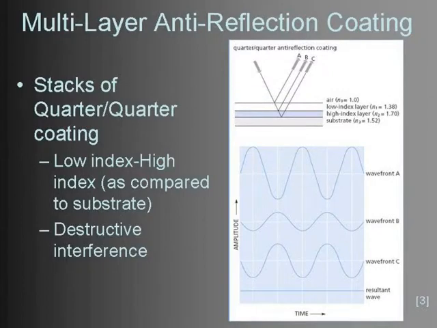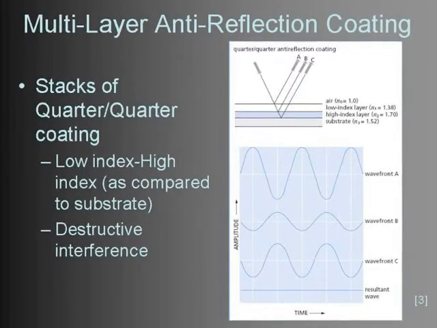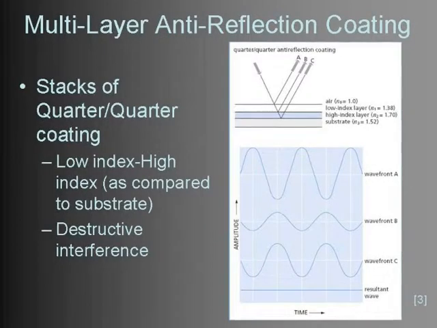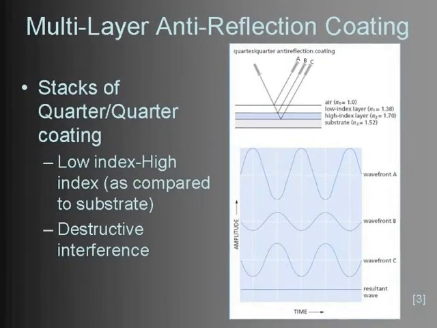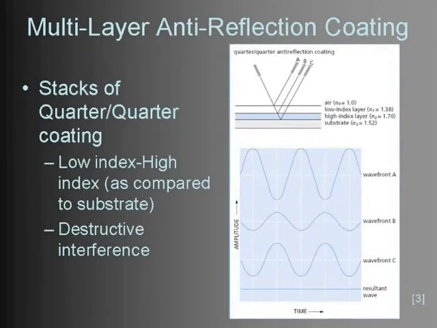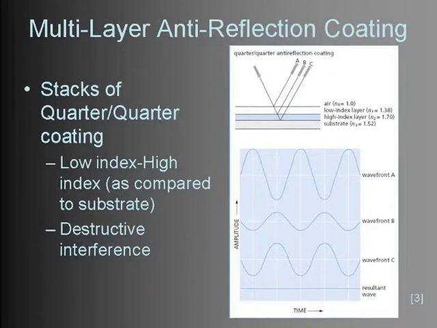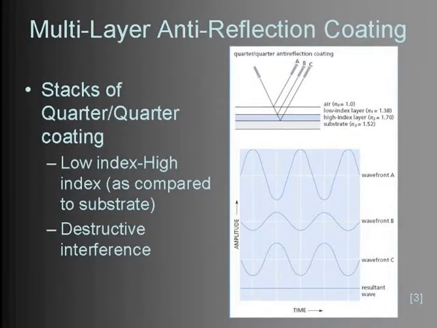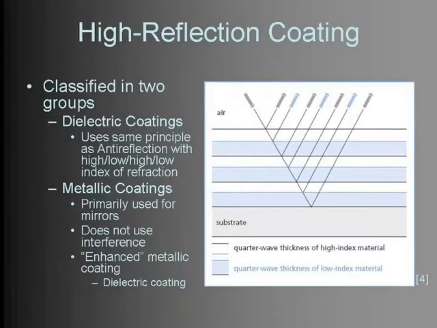Having said that, we can assume that the multi-layer anti-reflection coating is probably more efficient than the single-layer anti-reflection coating. As with everything else in cost and manufacturing, probably the single layer will be cheaper, easier and faster to manufacture than the multi-layer.